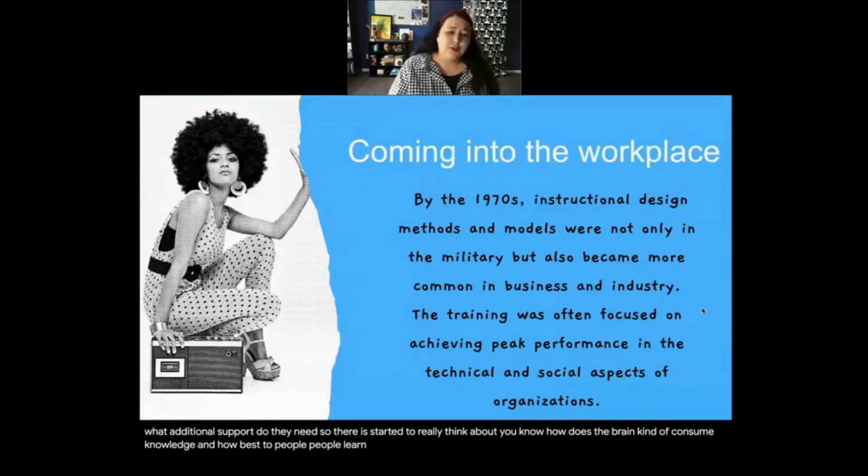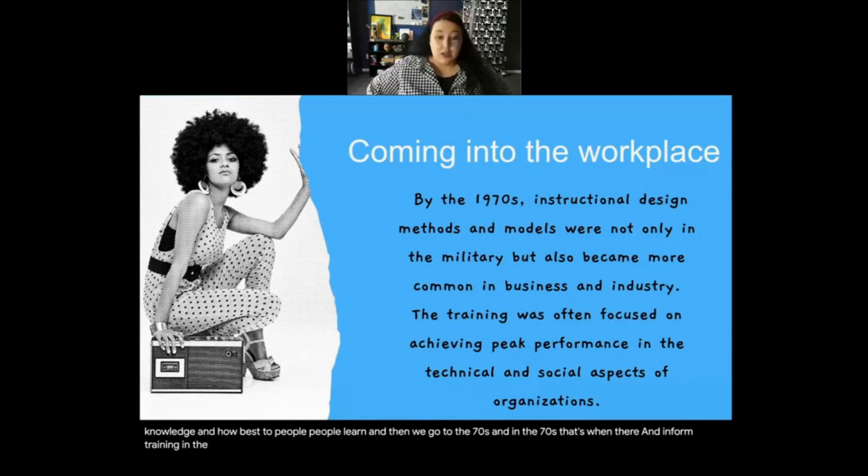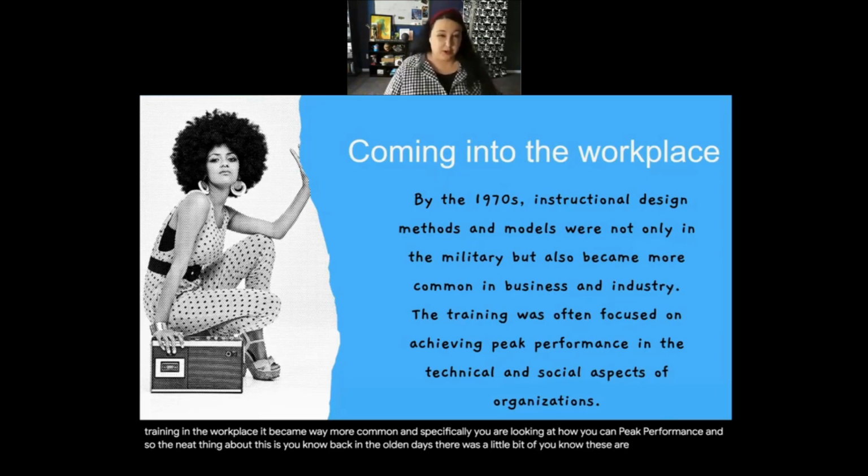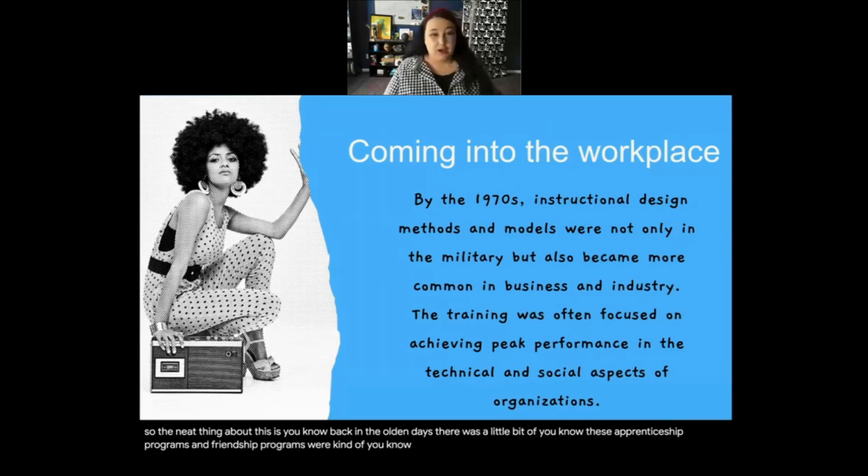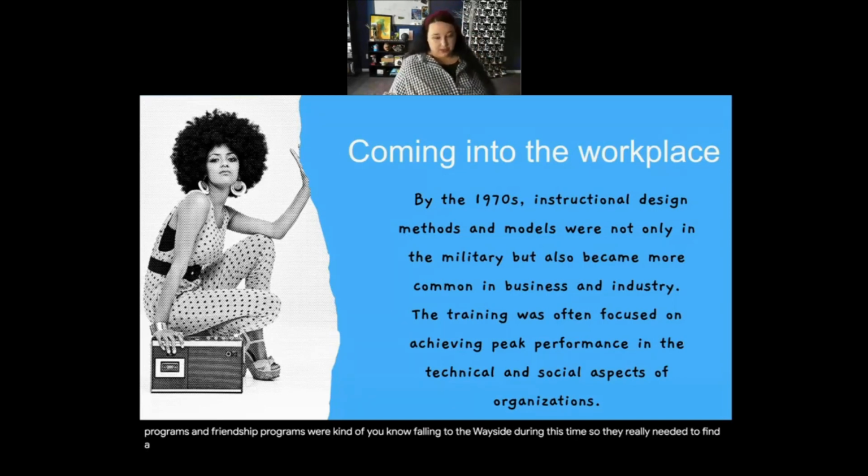And then we go to the 70s, and in the 70s, that's when there was a revolution of more formal training in the workplace. It became way more common, and specifically you were looking at how you can peak performance. And the neat thing about this is, back in the olden days, there were apprenticeship programs, and apprenticeship programs were falling to the wayside during this time. So they really needed to find a way to effectively train people in the workplace, which is really, really critical.